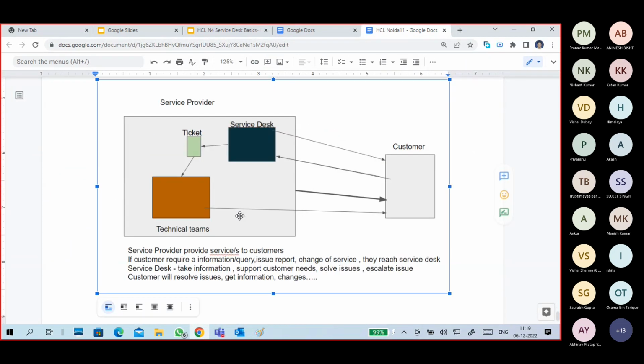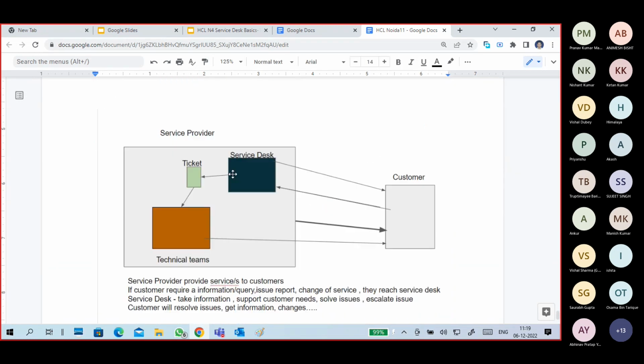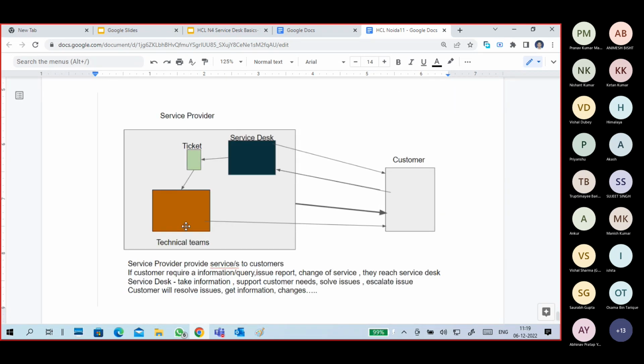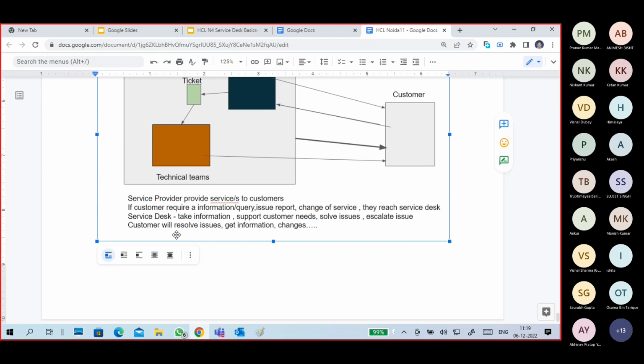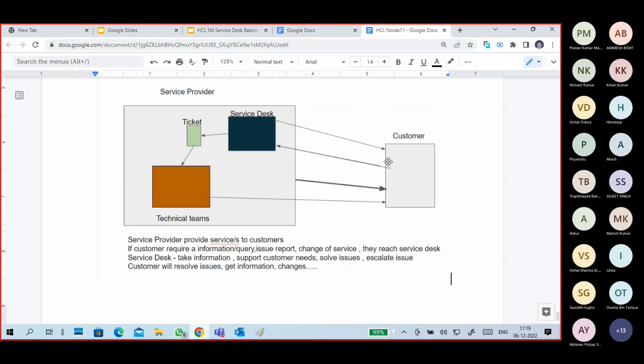Okay. Understand what a service provider is. Can you see this one? A service provider provides a service to the customers. So if a customer requires information or a query, or wants to report a service issue, or wants a change of services, there is the service desk.